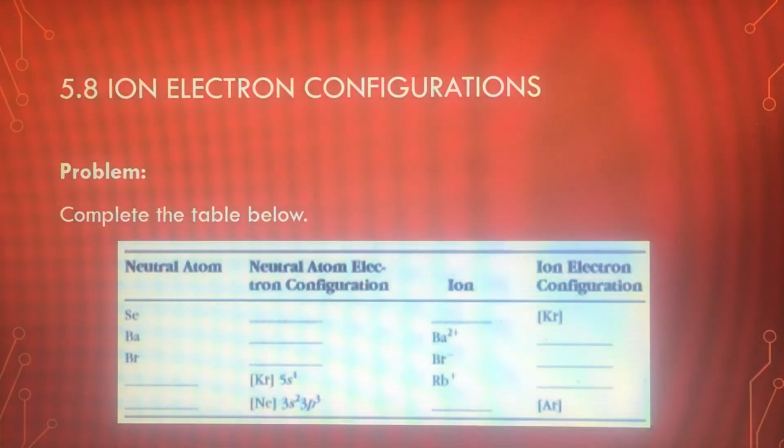So let's have this problem. Complete the table below, with the neutral atom, the neutral atom electron configuration in the noble gas notation, the ion after losing 1, 2, or 3 electrons or gaining 1, 2, or 3 electrons, and the ion electron configuration in the noble gas notation as well. Try to pause this video first and complete this table on your own.